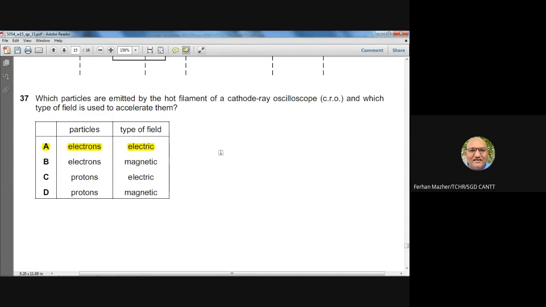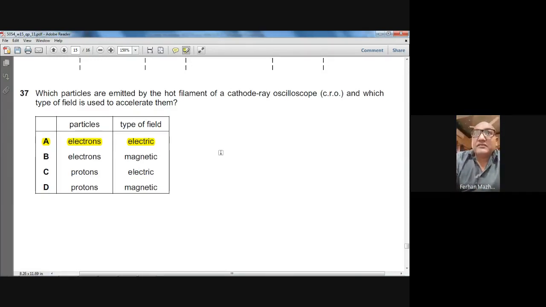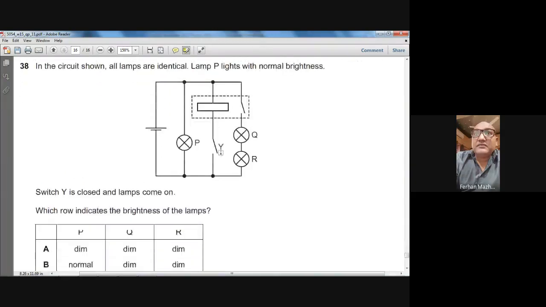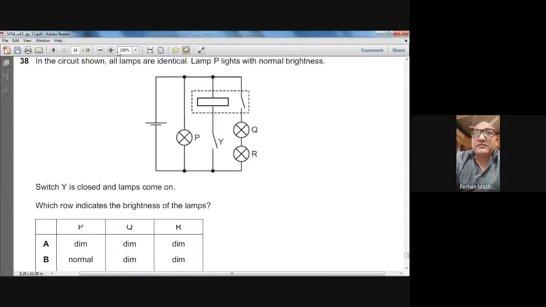The particles given out are electrons, and the type of field is electric field. So very simple. Question number 37, A is the right choice, sir. The marking scheme also says A. Now question number 38 is on your screen.